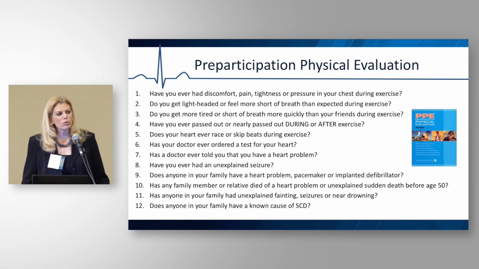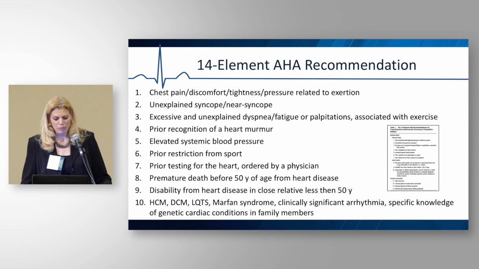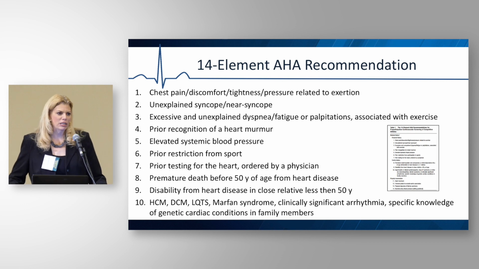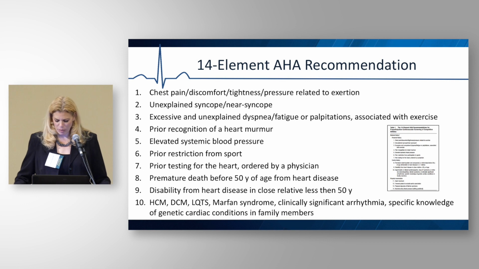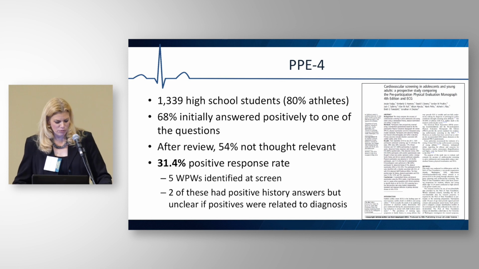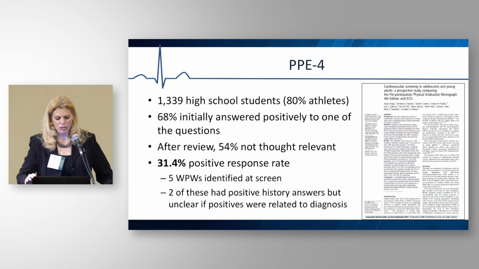And so what we've been doing for the last 10 years or so, mostly in the sports medicine community, is this pre-participation evaluation. This is the fourth version of this. The AHA recommendations were recently updated, but they're really the same since about 1996. And so these are the history elements that we've been told are going to help us find cardiac pathology. And when we look at this in terms of our experience, because there's not a whole bunch of literature out there, let's look specifically at the PPE4.